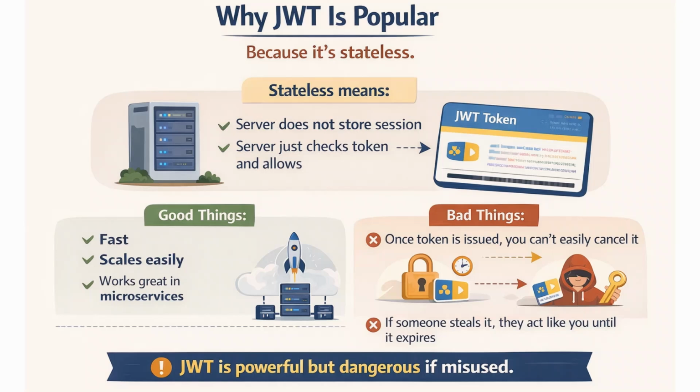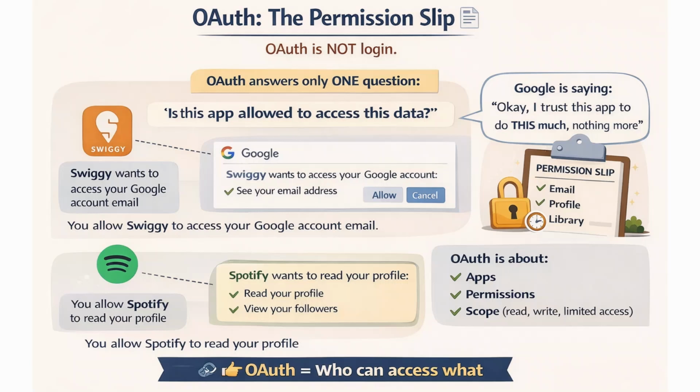Now let's talk about OAuth. First, let me break the biggest myth. OAuth is not a login. OAuth only answers one question. Is this application allowed to access this data or not? Nothing more than that. You have seen many times you allow Swiggy to access your email, Google email. Think of it as you allowing Spotify to read your profile. What Google is doing here is saying that I trust this app to access only this much, nothing more than that. That trust and permission system is OAuth.